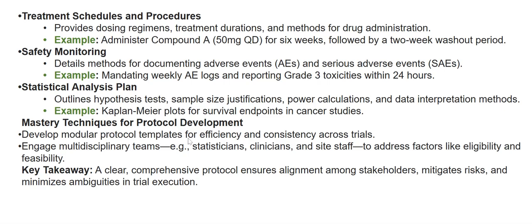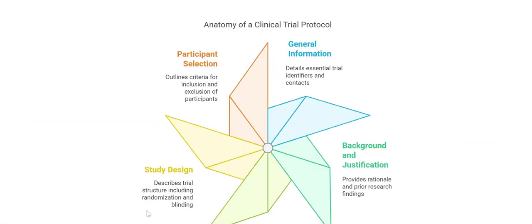Develop modular protocol templates for efficiency and consistency across trials. Engage multidisciplinary teams, for example statisticians, clinicians, and site staff, to address factors like eligibility and feasibility. The key takeaway here: a clear, comprehensive protocol ensures alignment among stakeholders, mitigates risks, and minimizes ambiguities in trial execution. And here is a summarized diagram on the anatomy of a clinical trial protocol.